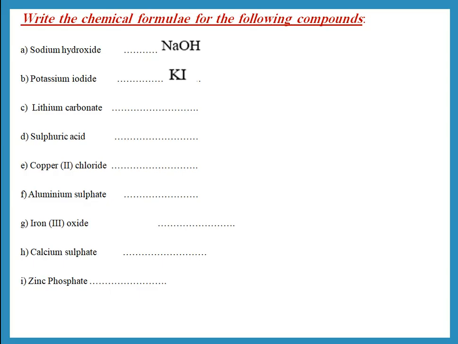Potassium iodide, this is how you write it. Lithium carbonate. Can you write lithium carbonate? The valency of carbonate is 2, so I have to put 2 under the lithium. Sulfuric acid. How do you write sulfuric acid? We said acid starts with H. Sulfuric is the one that has sulfate, and the valency of sulfate is 2. Copper 2 chloride means copper that has a valency of 2, so the 2 goes under the chlorine.